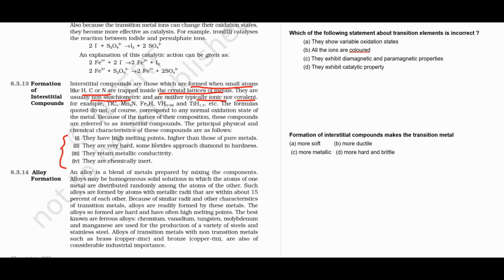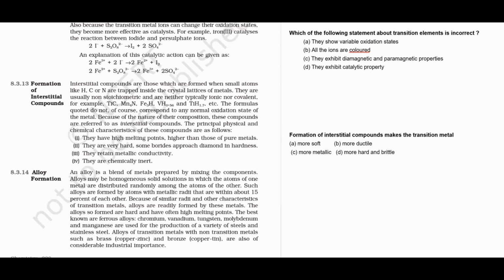formation of interstitial compounds. So the three-four points that I've spoken, each one of these is important for a question from this topic. Formation of interstitial compounds makes the transition metal, so this is the question you will pick up here: makes the transition metal more soft? Is that right? It makes them hard, more ductile, no, more metallic. They have high melting points. They are more hard and brittle. So which point are we supposed to pick up? It will be D part. Chemically inert and they lose their ductility.